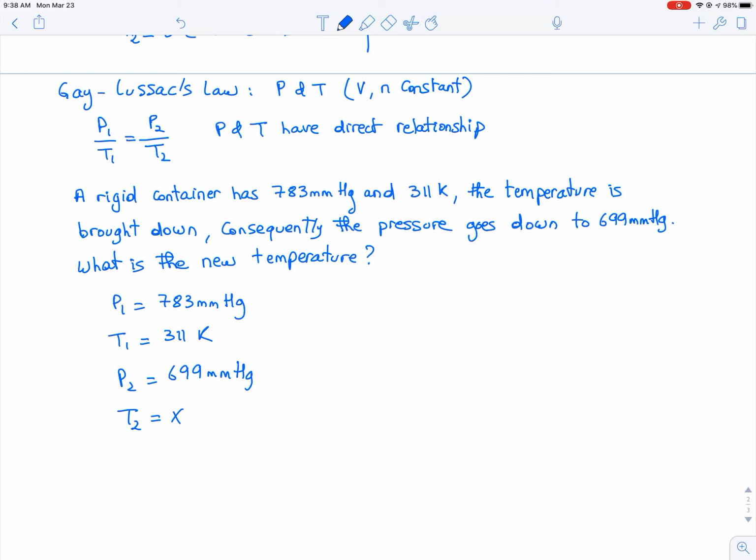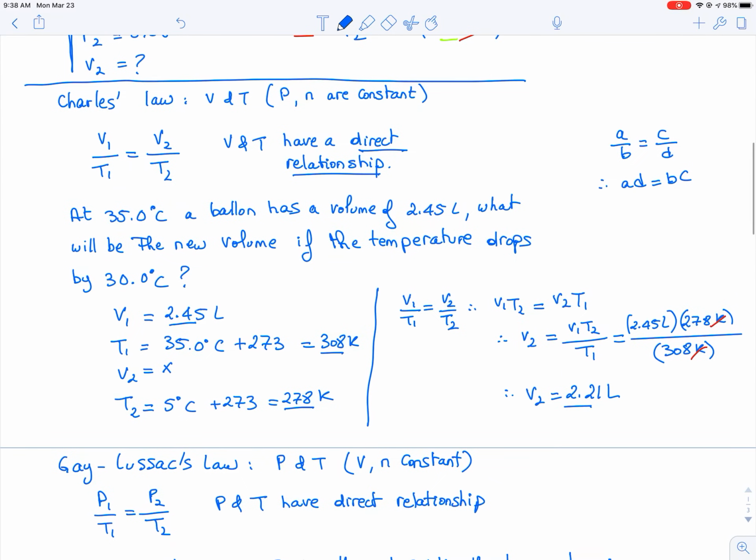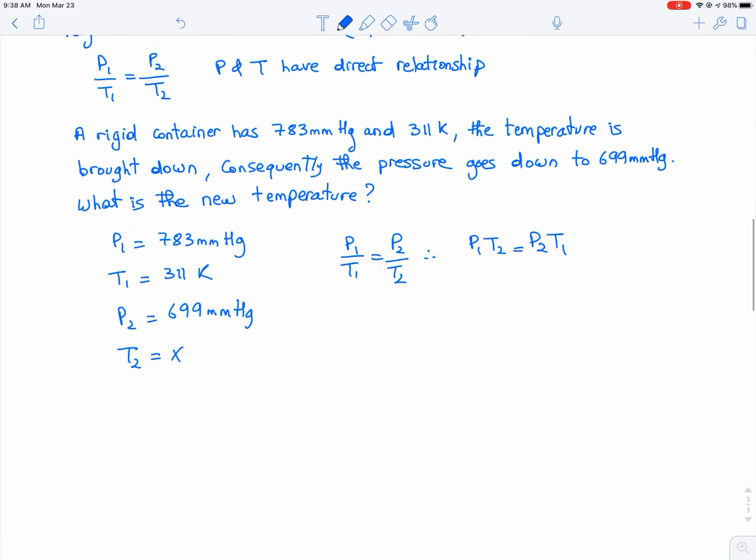And now I write my equation. I'm going to go ahead and write down P1 over T1 is equal to P2 over T2. I'm going to go ahead and isolate the variable, but be careful. I'm going to use P1 T2 is equal to P2 T1, the math we just did earlier up here, because it's very important to remember this.